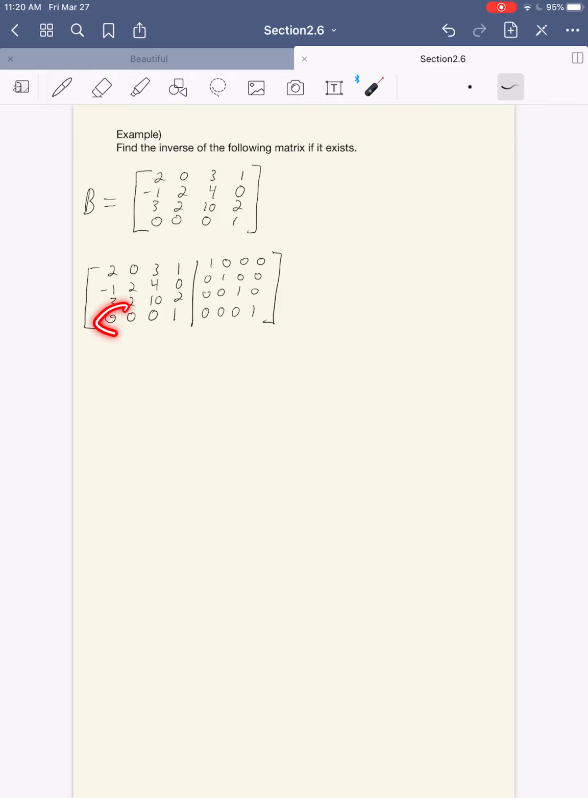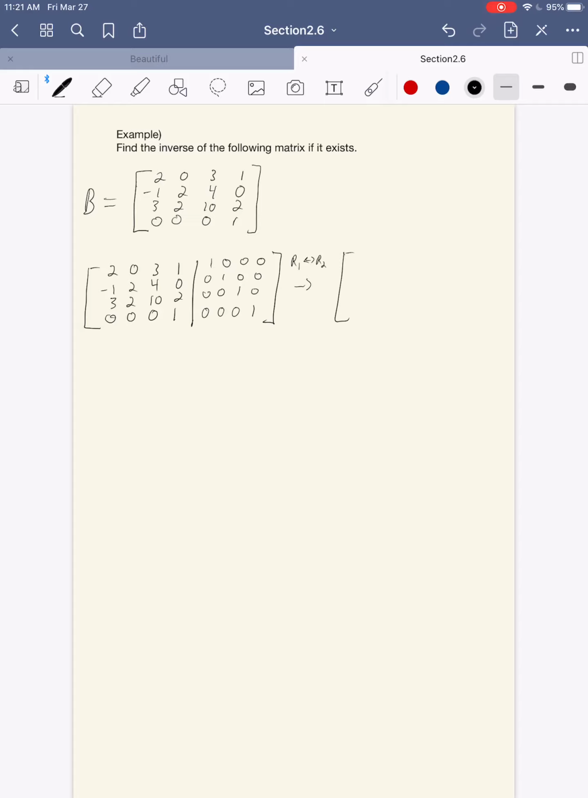We're happy with this bottom row down here, so we probably don't want to mess with it. We could start to work with this one. It might be easier to put it up top, so let's go ahead and do that. Let's just interchange row 1 and row 2.